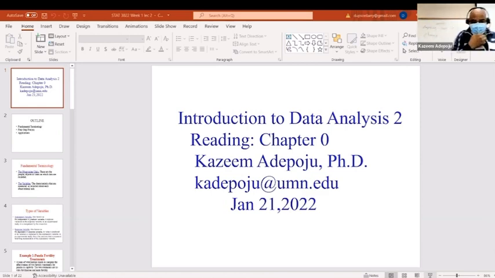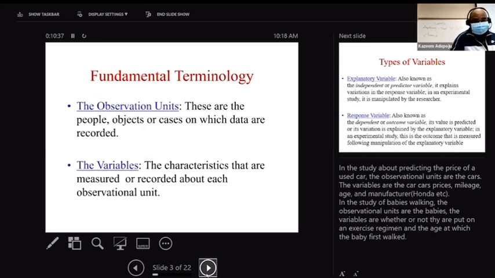And that was why I said they are the characteristics that we measure or record about each observational unit. If I come to you and say, can you tell me how much you spend on phone in a week? You are the observational unit. What is measured is the amount you spend on phone, and that amount is a variable. You know why it's a variable? Because you are likely going to spend a different amount at different times.